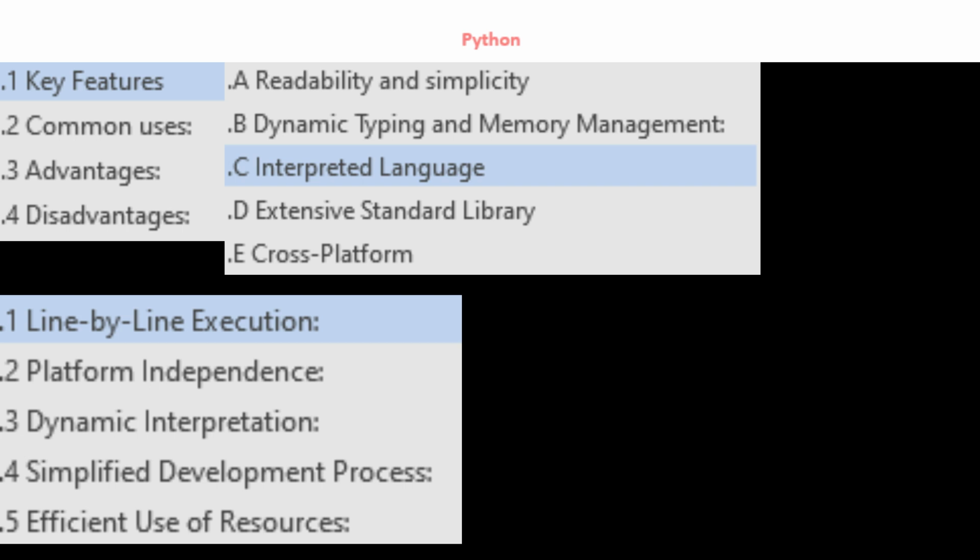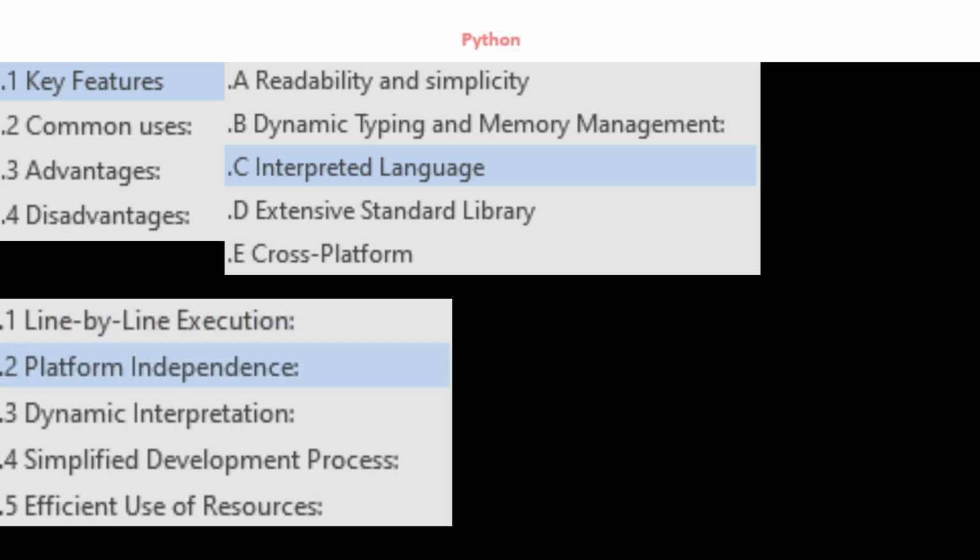Easier debugging. The interpreted nature of Python allows developers to test and debug code incrementally, facilitating a more interactive and iterative development process. Example: using interactive shells like IPython or Jupyter Notebooks to run and test small code snippets.